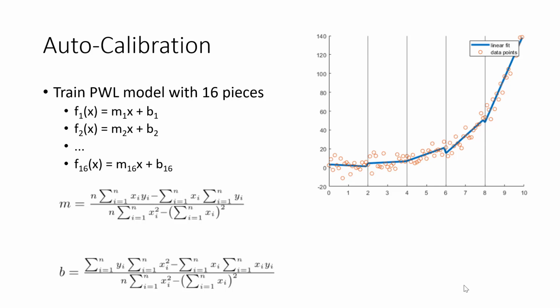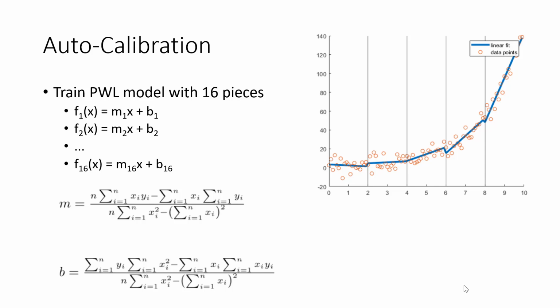So the idea is to create a piecewise linear model, which means that you do a linear fit. A linear fit is f of x equals mx plus b. You remember mx plus b from middle school? So m is the slope of the line and b is the intercept.